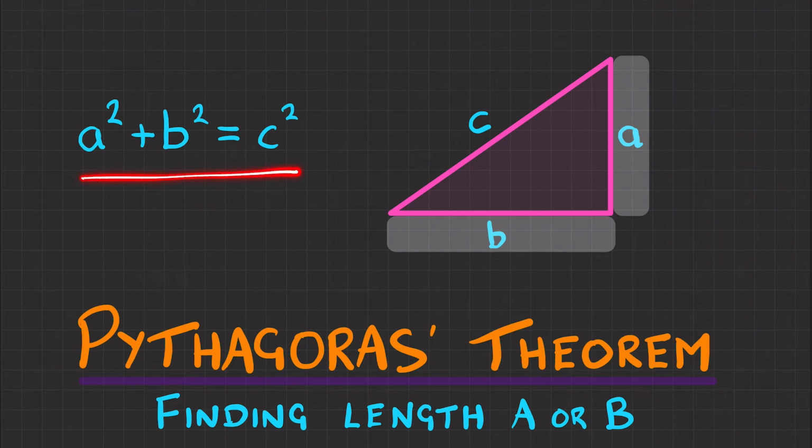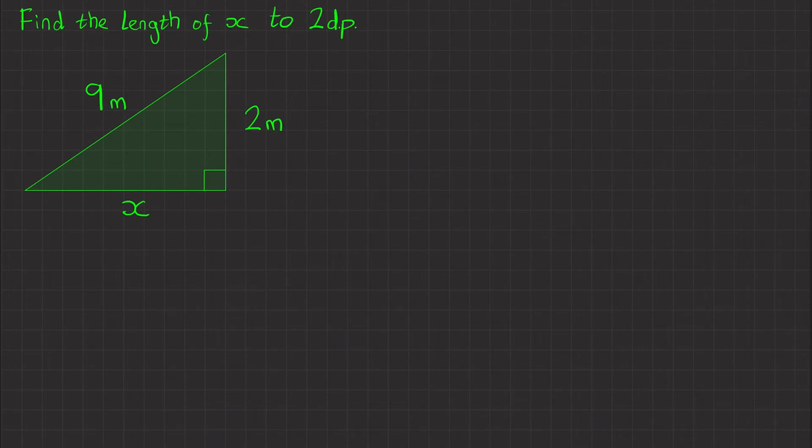Using Pythagoras' theorem to find the side length A or the side length B. Remembering that the length C here is always the hypotenuse. For our first question, we want to find the length of x to 2 decimal places. So let's write out Pythagoras' theorem first, which is a squared plus b squared equals c squared.